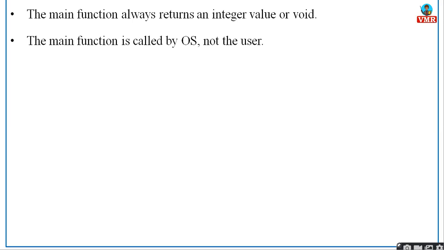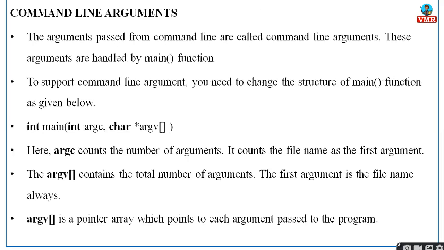The main function is called by the OS, not by the user. Once the compilation is done, the OS will call the main function of the program. You need not call any main function, right? Next, coming to command line arguments: they are passed from the command line, and these arguments are handled by the main function. As I said just now, you can pass parameters to the main function, and this is how you can pass them.